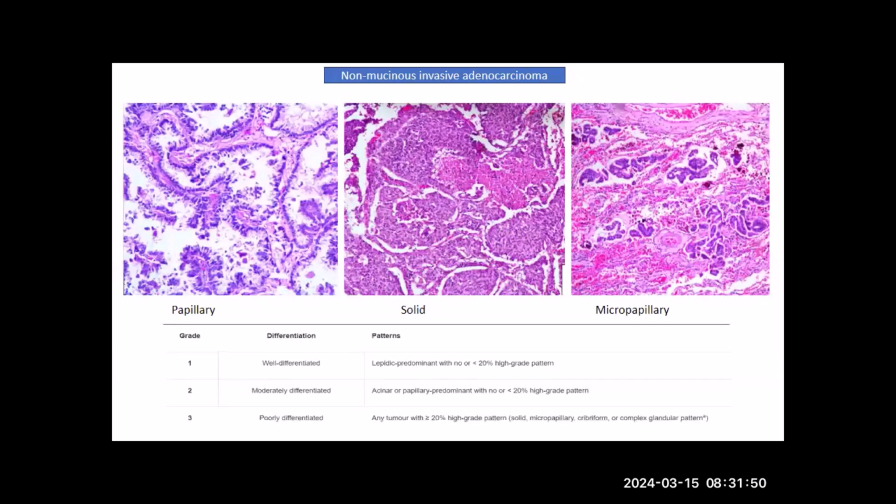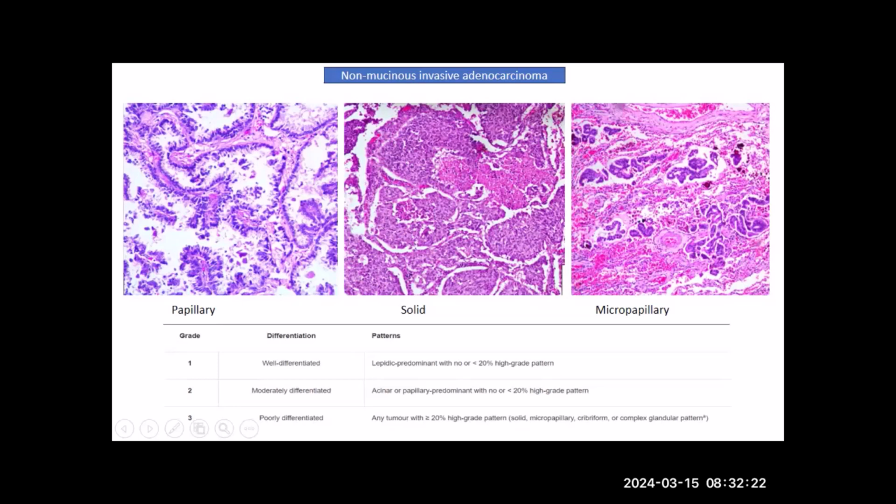So similarly, there is something called the papillary pattern of adenocarcinoma. Papillary is basically a projection with cells seen at the sides of the projection, and inside the stroma there are blood vessels. This is what we call the fibrovascular core, and the cells are lining the sides of the core. This is another pattern of adenocarcinoma.